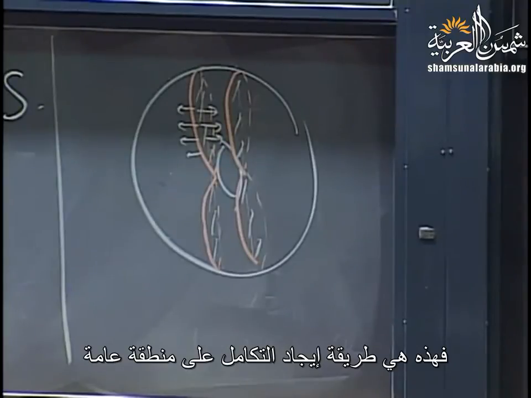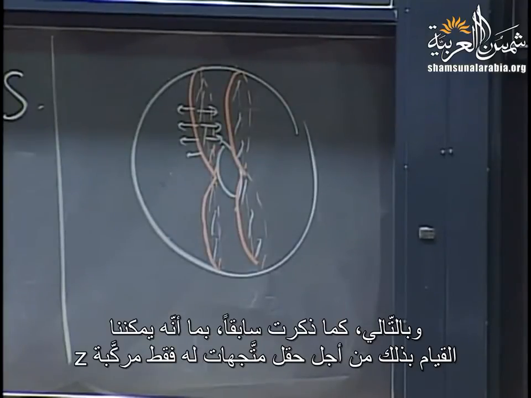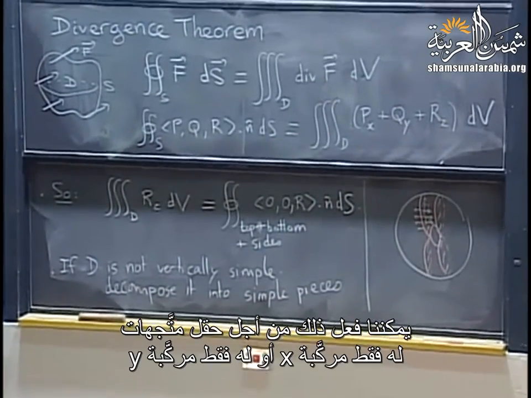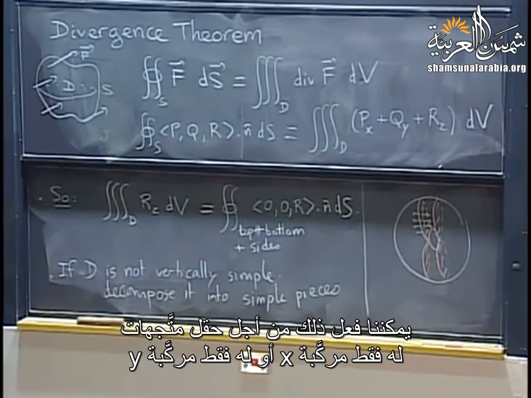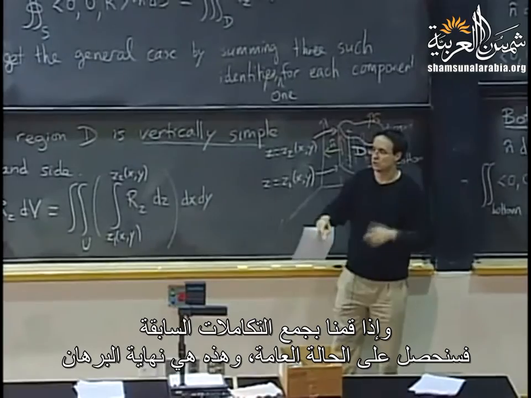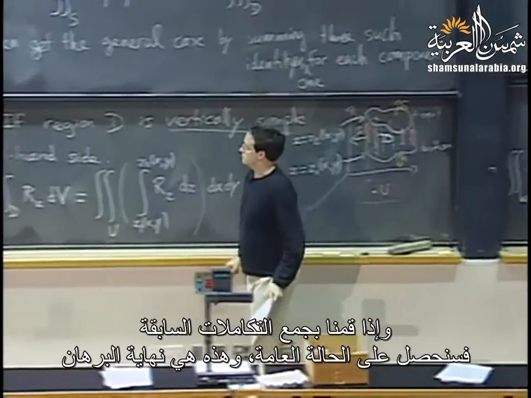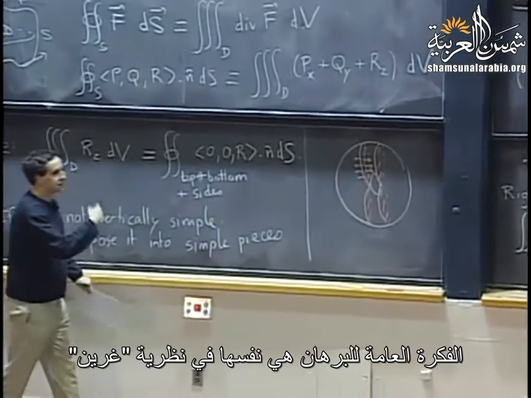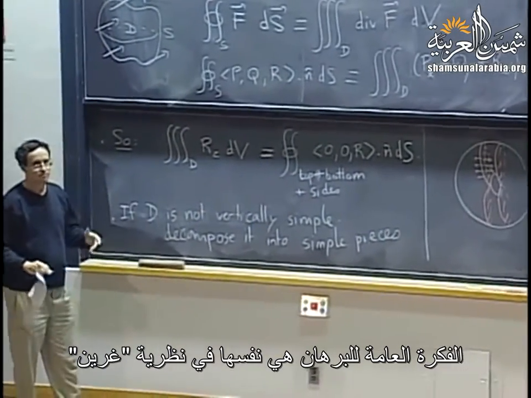Okay, so that's how we do it with a general region. And then, as I said at the beginning, when we can do it for a vector field that has only a z component, well, we can also do it for a vector field that has only an x or only a y component, and then we sum together and we get the general case. So that's the end of the proof. So you see, the idea is really the same as for Green's theorem.